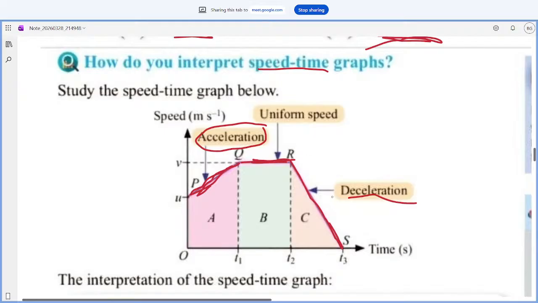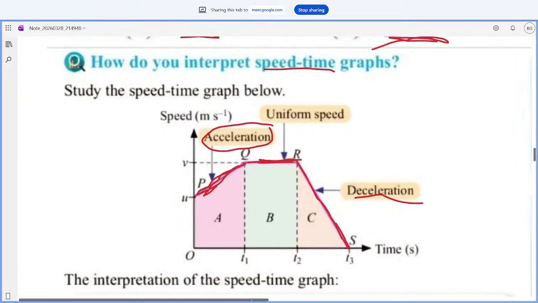Does it decrease uniform or non-uniform, your speed over here? Laju kamu berkurang secara malar atau tidak? Yes, it's decreasing uniformly. That's why you have a constant deceleration. If it never decreases uniformly, it means your deceleration is also not constant. So that's the concept.